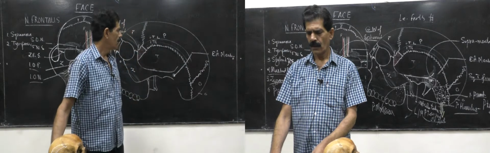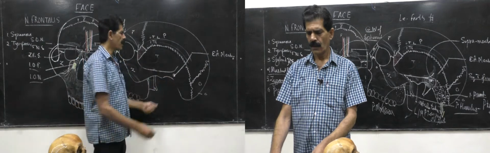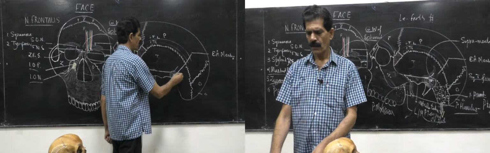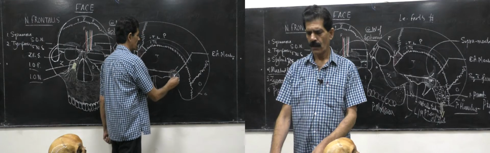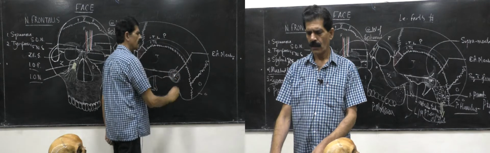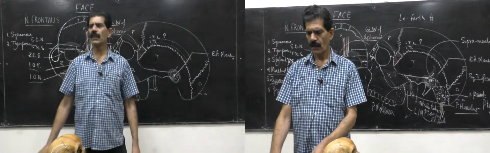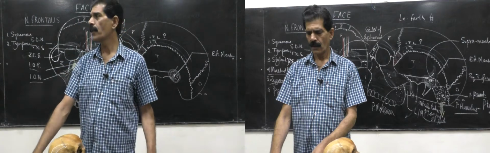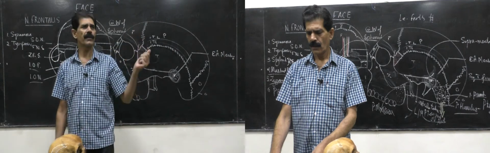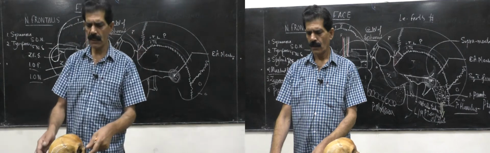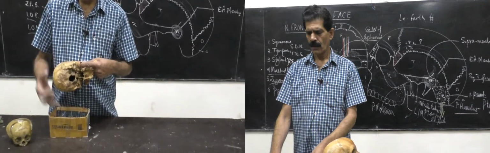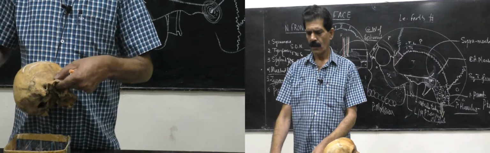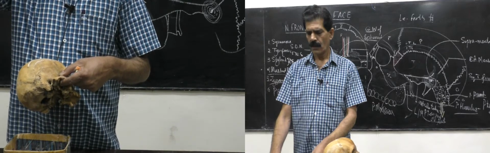Around this external acoustic meatus are the concentric plates of the bones, thin bones forming an encircle. Concentric. Around this is called the tympanic part of the temporal bone. External acoustic meatus is also part of the tympanic part of the temporal bone. So to these tympanic plates is attached the root of our external ear, or the pinna.